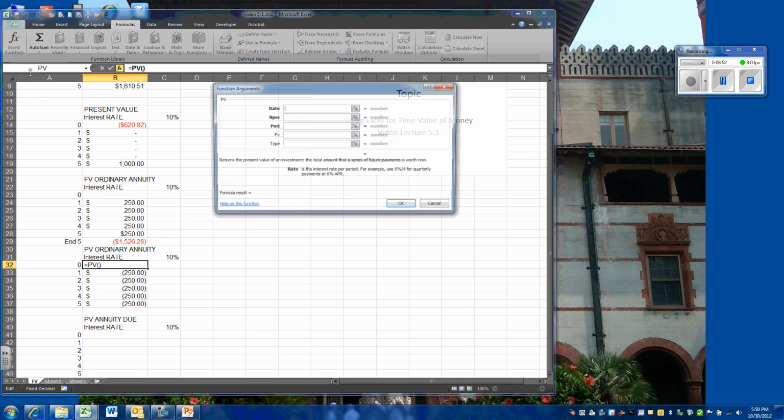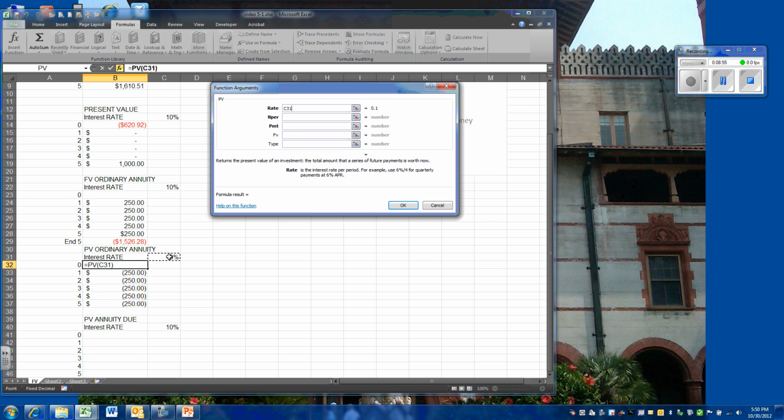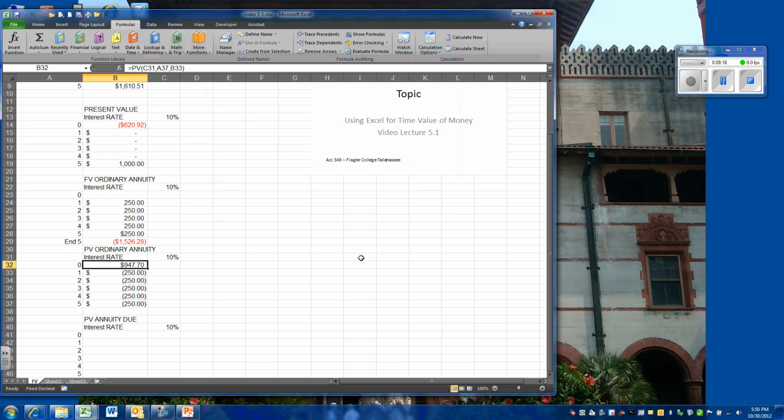Recently used for the present value, we're going to tell it the rate is 10%. The number of periods is 5. Payments of $250, again, it's a negative to designate it's an outflow. We leave the future value blank. And again, these are going to be at the end of the period, so that remains blank. And the present value of the outflows of $250, 5 periods, is $947.70.